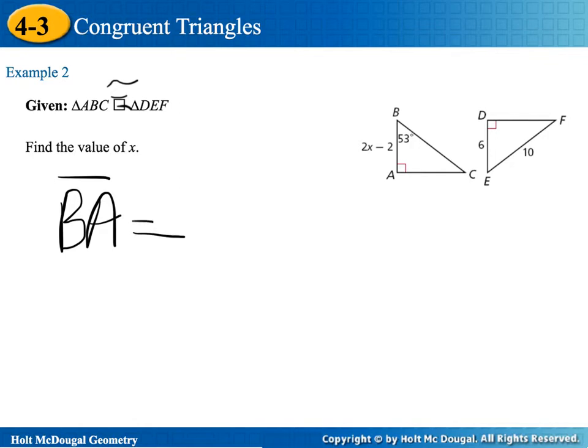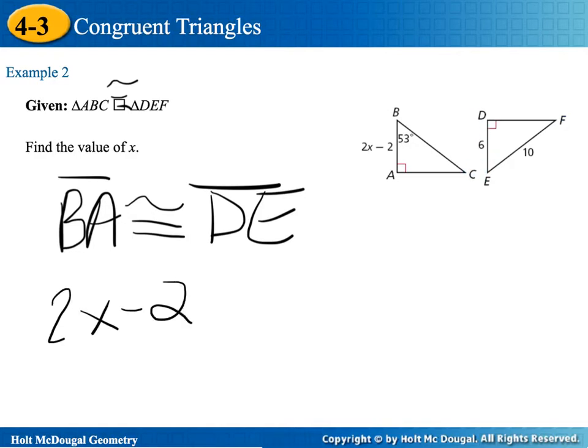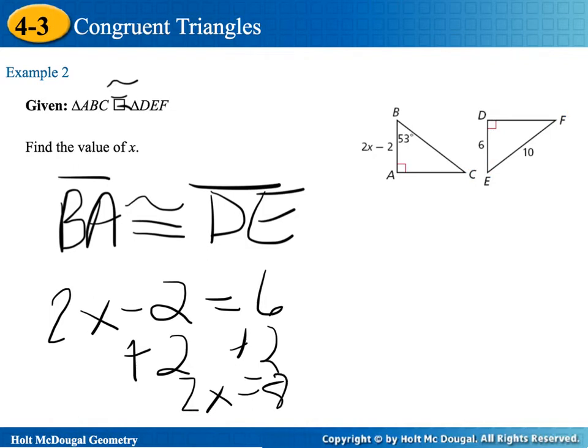First I want to know, what is BA congruent to? Well, if I look at my list up here, it says BA, this is the first 2 listed. So it's going to be congruent to the first 2 listed over here. So it's going to be congruent to DE. Now I go over to the second triangle and figure out what my DE information is. Well, it's right here. It's 6. So all I'm going to do is set 2x minus 2 equal to 6 and solve. So that one wasn't too bad.